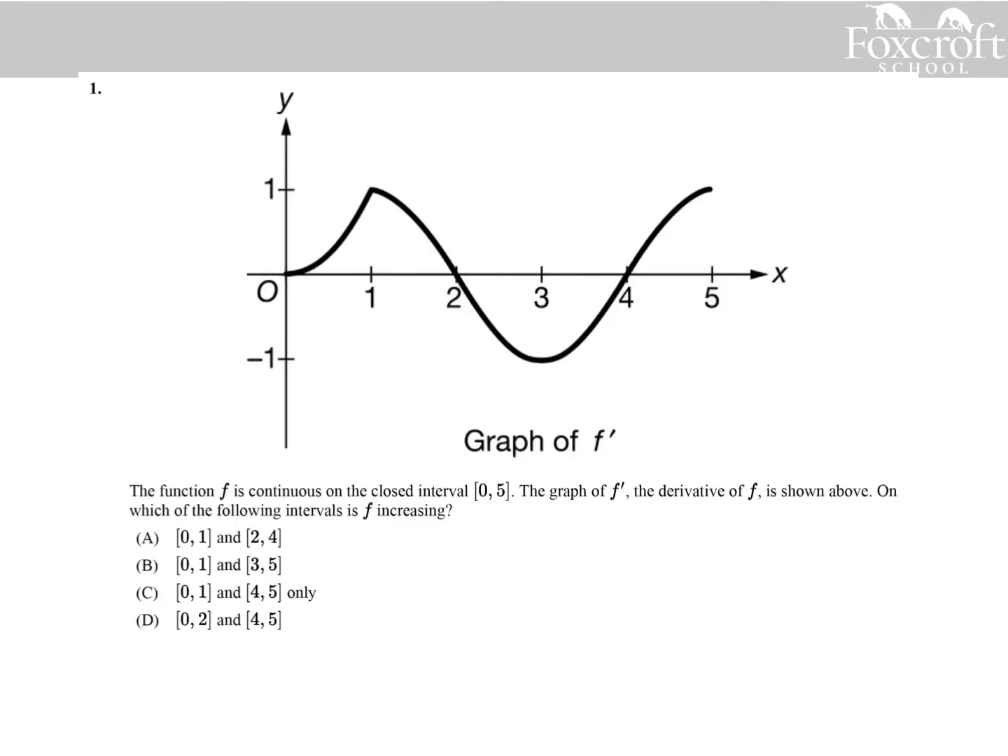All right, so question 1, we have this continuous function from 0 to 5. It's important to notice when they're giving you the graph of the derivative, not the original. So this is the graph of the derivative that we can see, and we know which intervals the function is increasing. The information that we have is that the derivative of our function is positive. That means our original function is increasing.